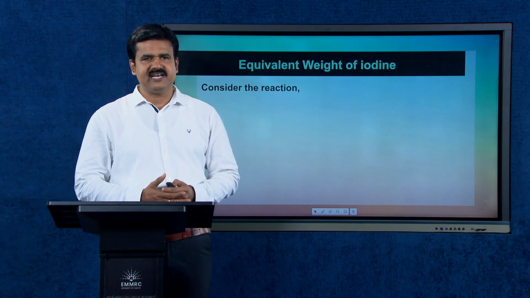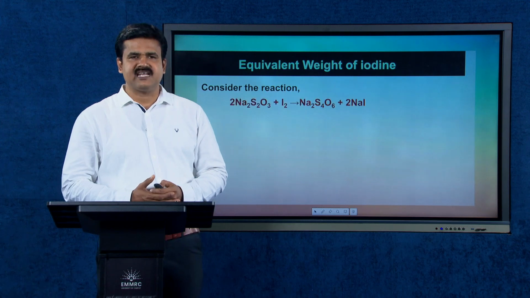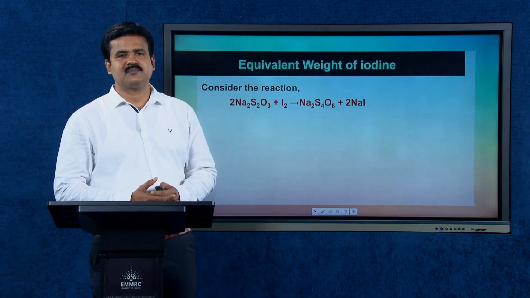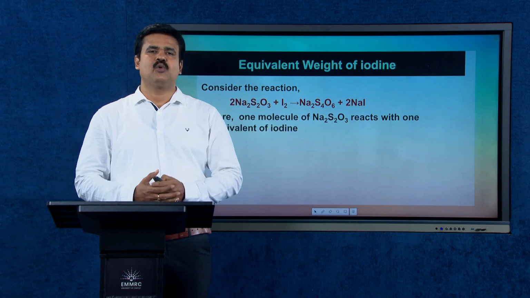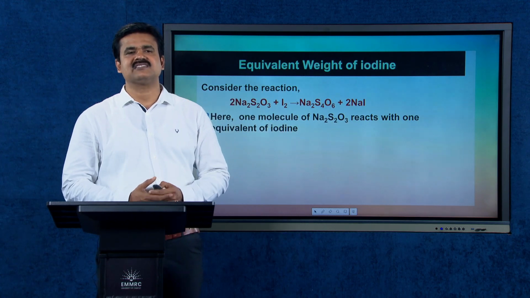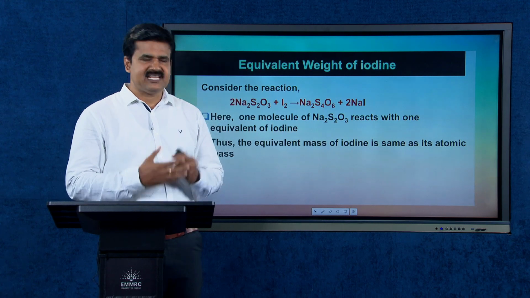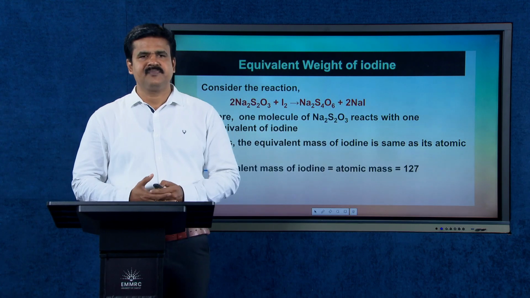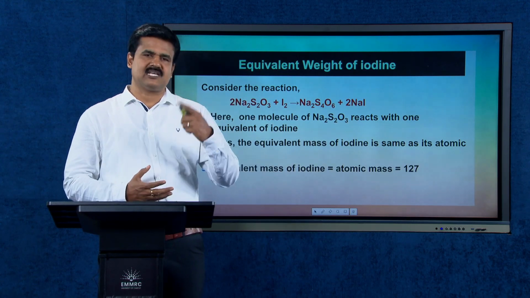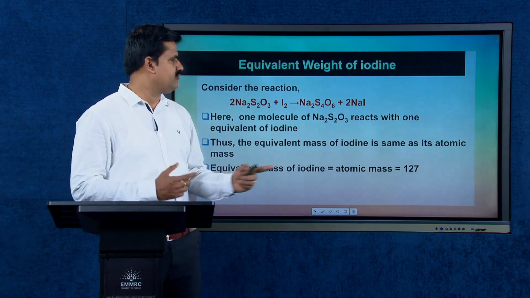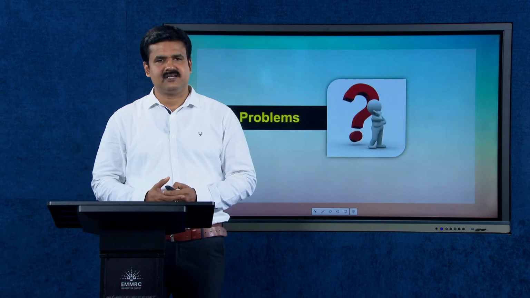Now we are considering the equivalent weight of iodine. Again consider the reaction 2Na2S2O3 + I2 gives Na2S4O6 + 2NaI. Here 1 molecule of Na2S2O3 reacts with 1 equivalent of iodine. Thus the equivalent mass of iodine is the same as its atomic mass. Equivalent mass of iodine equals its atomic mass, which is 126.9, that is rounded off as 127.